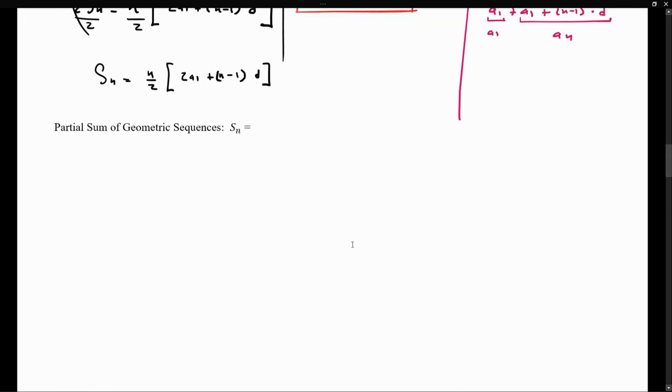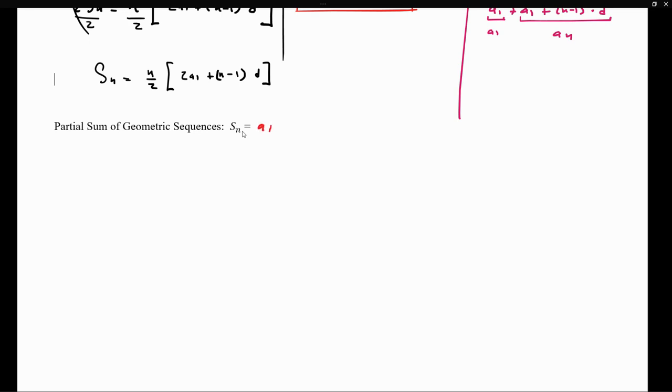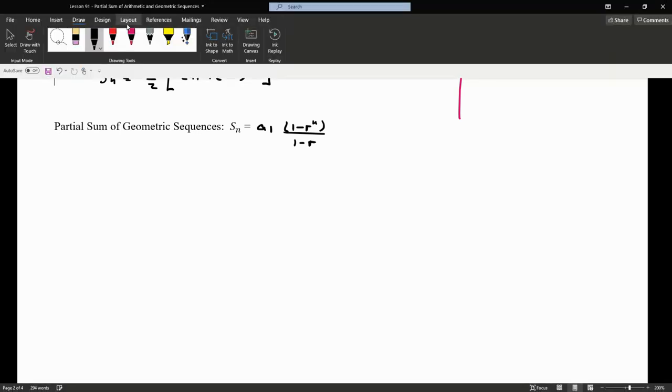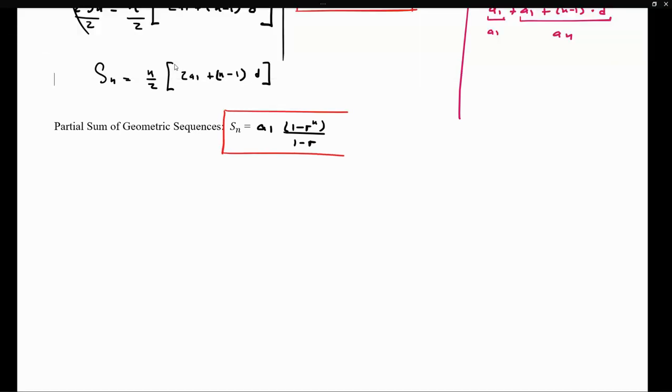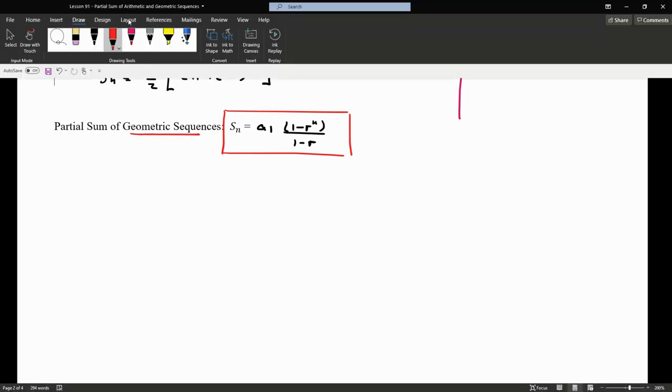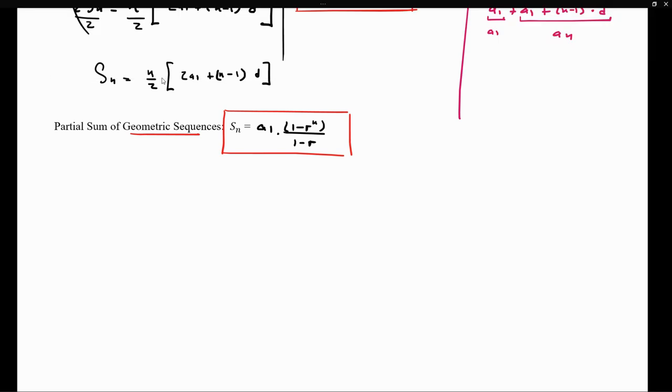But we also discussed that if we have a geometric sequence, we can define the partial sum as a1 times (1 minus r^n) over (1 minus r). So to find the partial sum of the first n terms in a geometric sequence, we can use this expression right here. But now the most interesting question is, how come this is true? If I add the first n terms in the sequence, it's equivalent to just this expression. Well, let's show that.